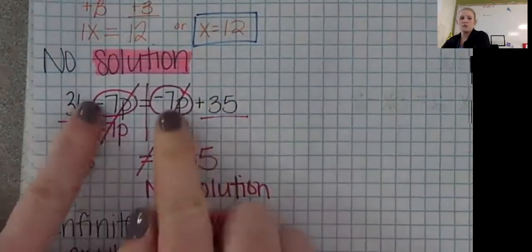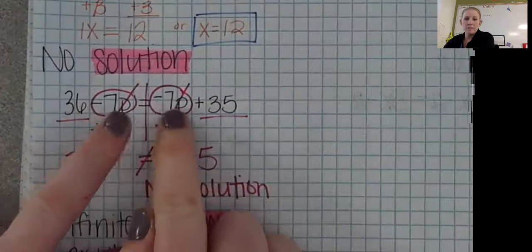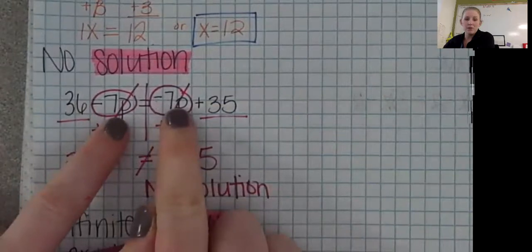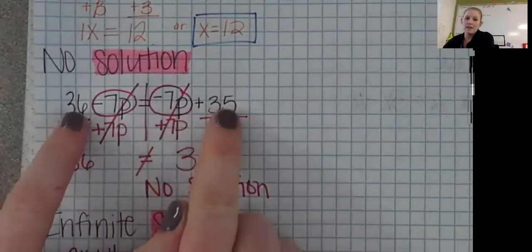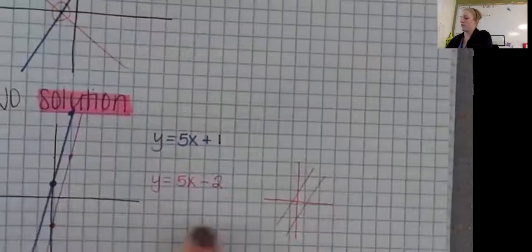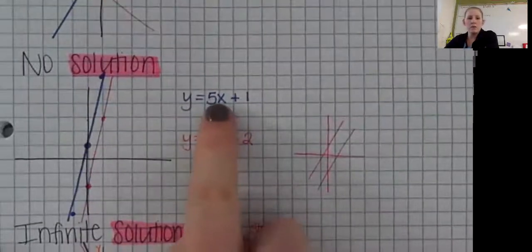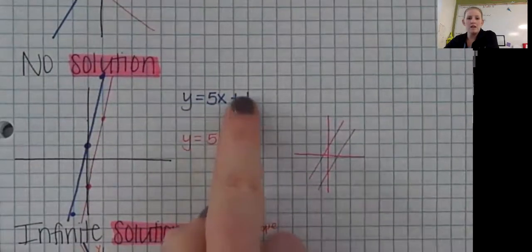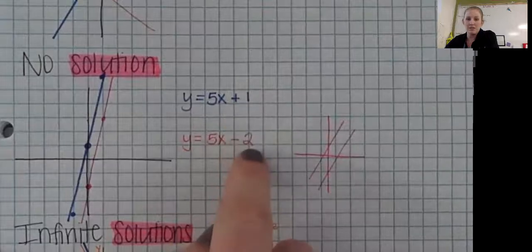Notice if you look at these two problems, the 7p's, or the negative 7p's, are exactly the same. It's the number that's different. The number with x is the same; it's the other number that's different. So that's why it's no solution.